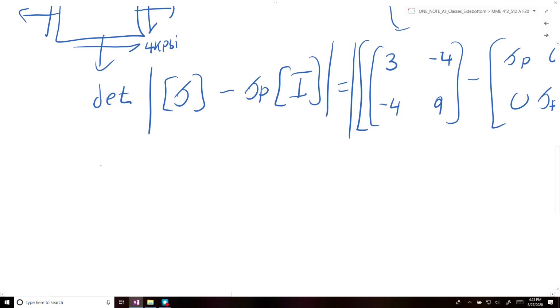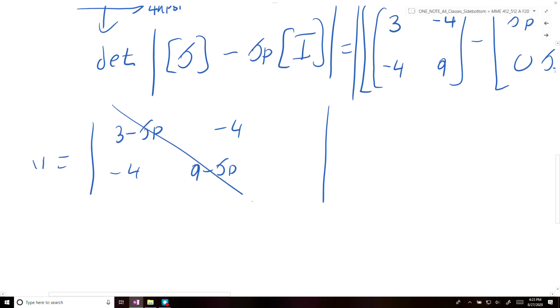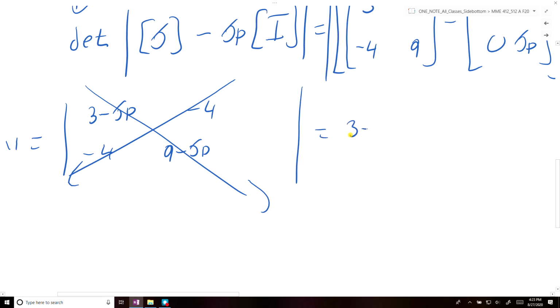So we have the determinant of 3 minus sigma p, minus 4, minus 4, and 9 minus sigma p. To take the determinant of a 2 by 2 matrix, it's really simple. We just take the products of the diagonals. So we get 3 minus sigma p times 9 minus sigma p, minus the product of the other two diagonals.